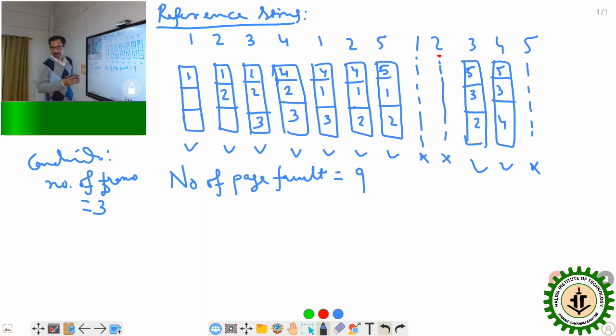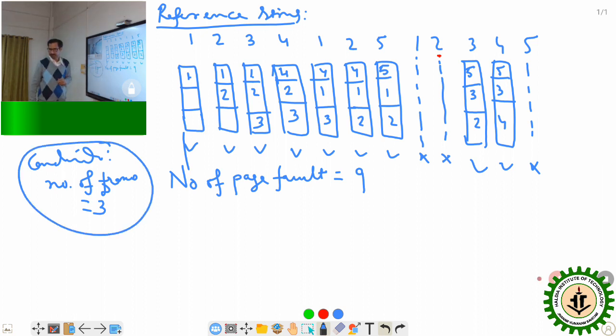Here, to illustrate this concept of the FIFO page replacement algorithm, we are discussing a particular example, and we determine how many page faults occur for this particular scenario when we consider the number of frames equal to 3.